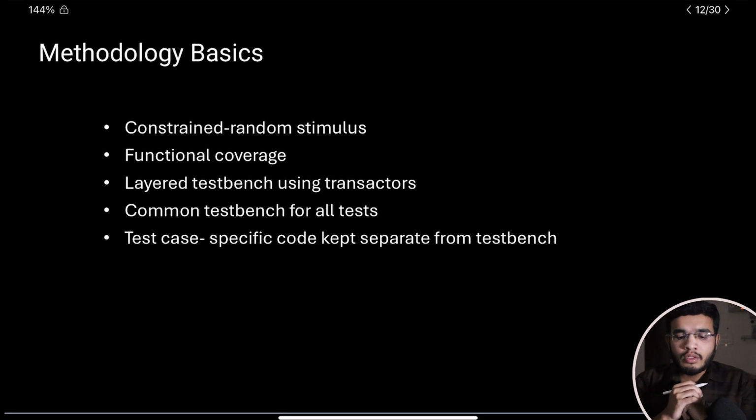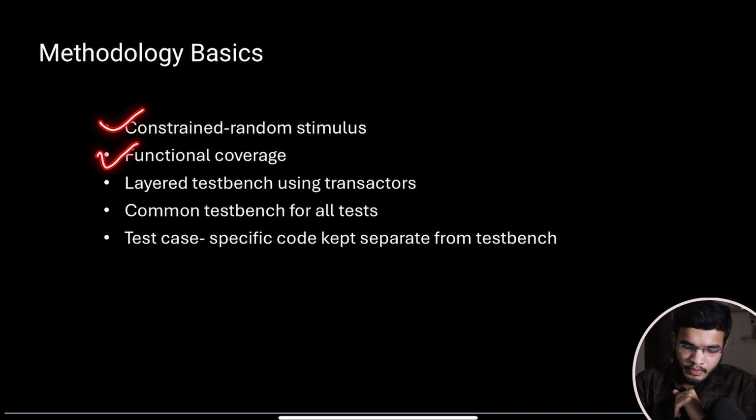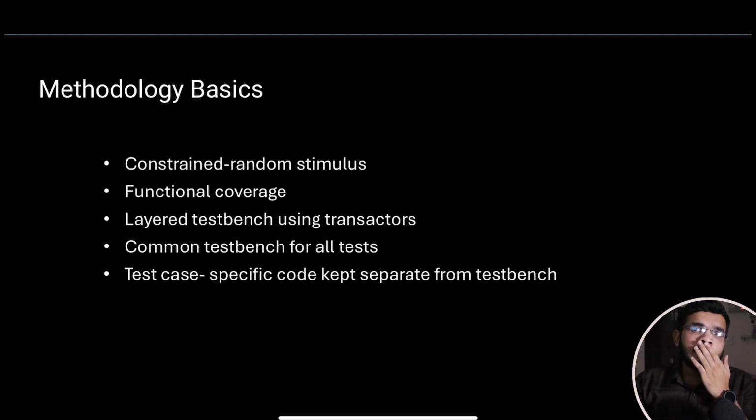We follow certain methodologies, as I previously mentioned. These are constrained random stimulus, functional coverage, a layered test bench using transactors, a common test bench for all the test cases, and specific code kept separate from the test bench. All these things were related. Let's say random stimulus is crucial for exercising complex designs. A directed test finds the bugs you expected to be in the design, whereas a random test can find a bug which you might not anticipate in the whole of this testing.